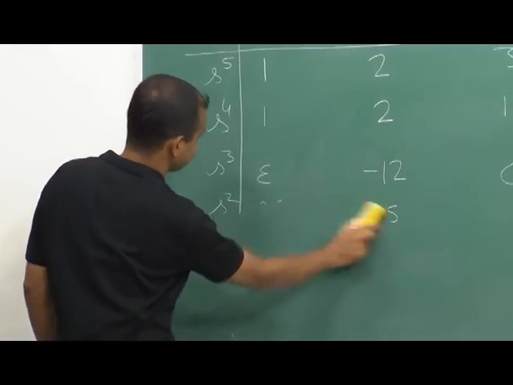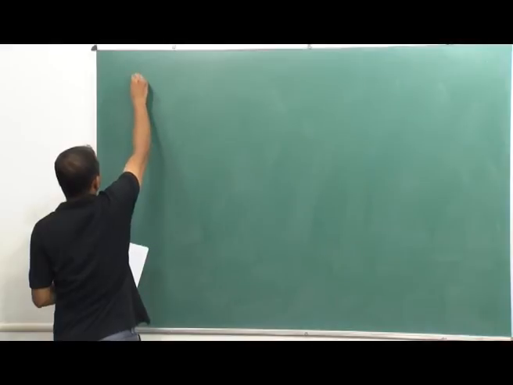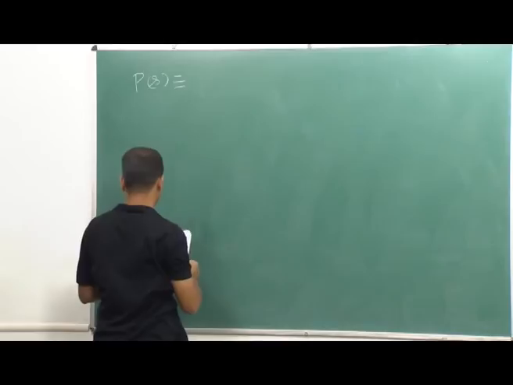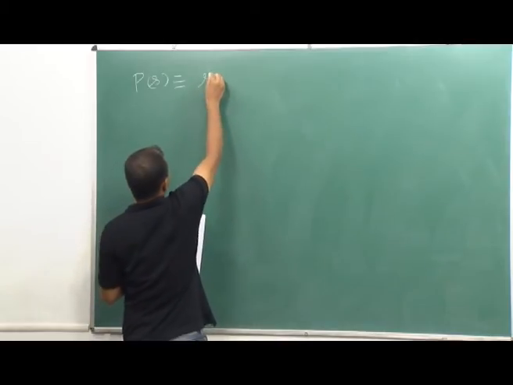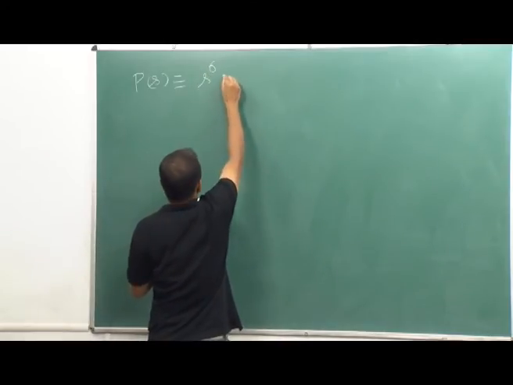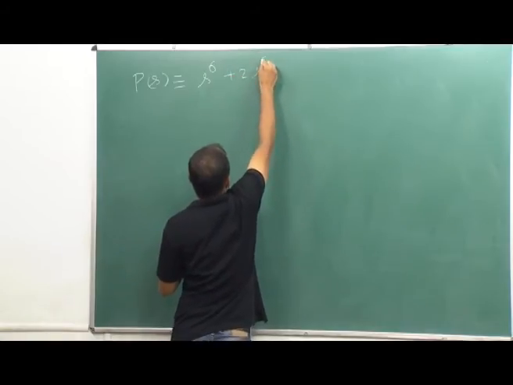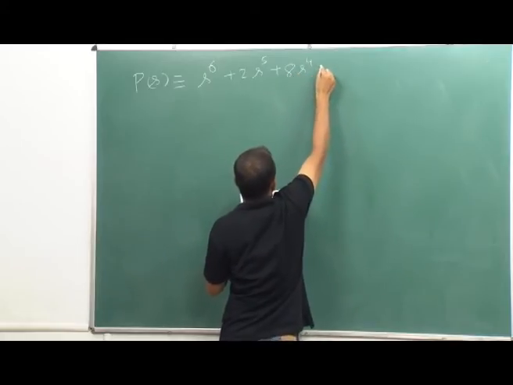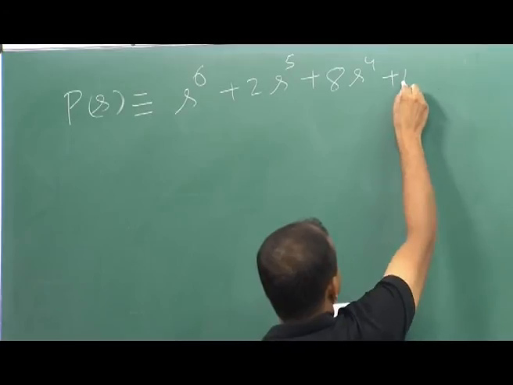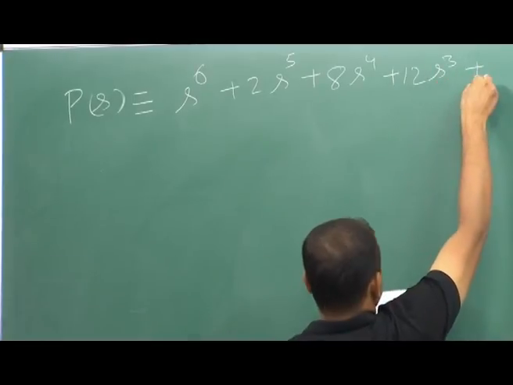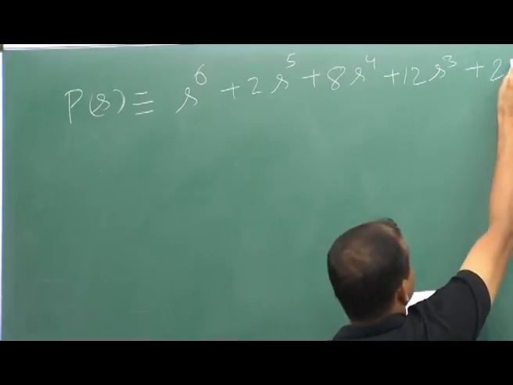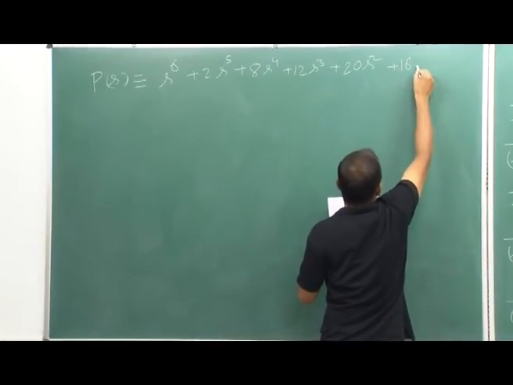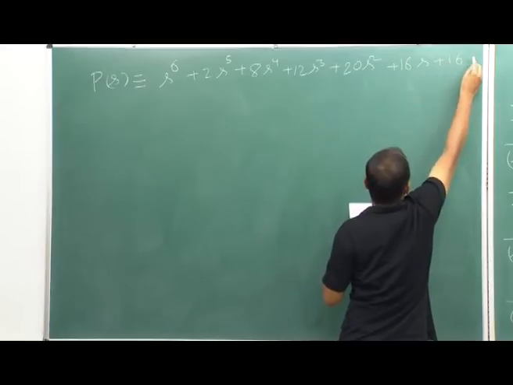Let us solve another example. P of s is s to the power 6 plus 2 s to the power 5 plus 8 s to the power 4 plus 12 s cube plus 20 s square plus 16 s plus 16.